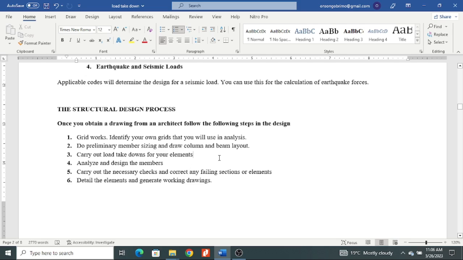So column load takedowns are very important, because they are the ones that give you the loads that you use to obtain your moments and then your forces that you actually design for. After doing column load takedowns, next is analyzing and designing of the member.